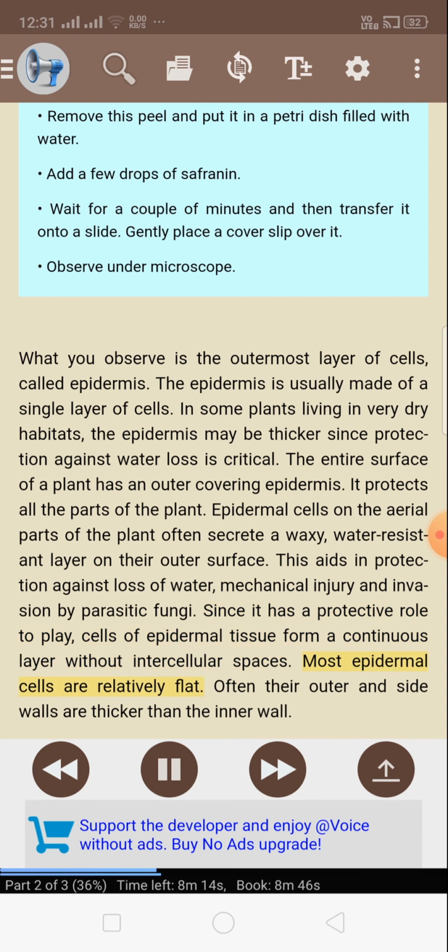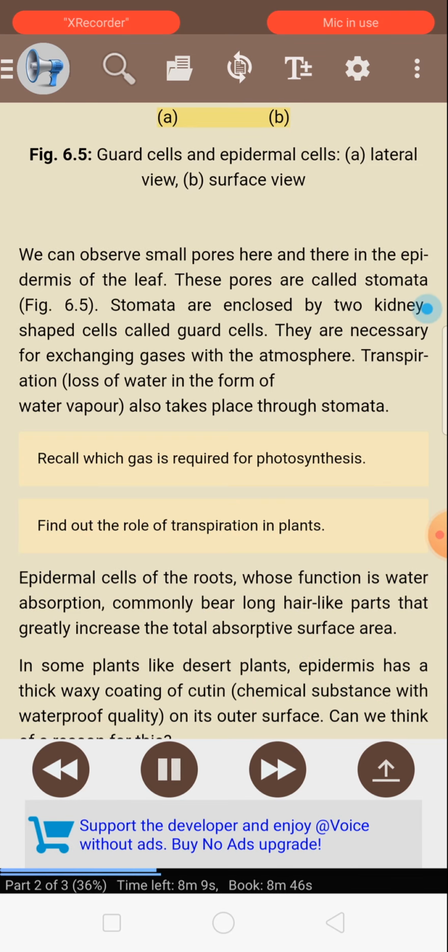Most epidermal cells are relatively flat. Often their outer and side walls are thicker than the inner wall. Figure 6.5 Guard cells and epidermal cells: A, lateral view, B, surface view. We can observe small pores here and there in the epidermis of the leaf. These pores are called stomata. Figure 6.5. Stomata are enclosed by 2 kidney-shaped cells called guard cells. They are necessary for exchanging gases with the atmosphere. Transpiration, loss of water in the form of water vapor, also takes place through stomata. Recall which gas is required for photosynthesis. Find out the role of transpiration in plants.